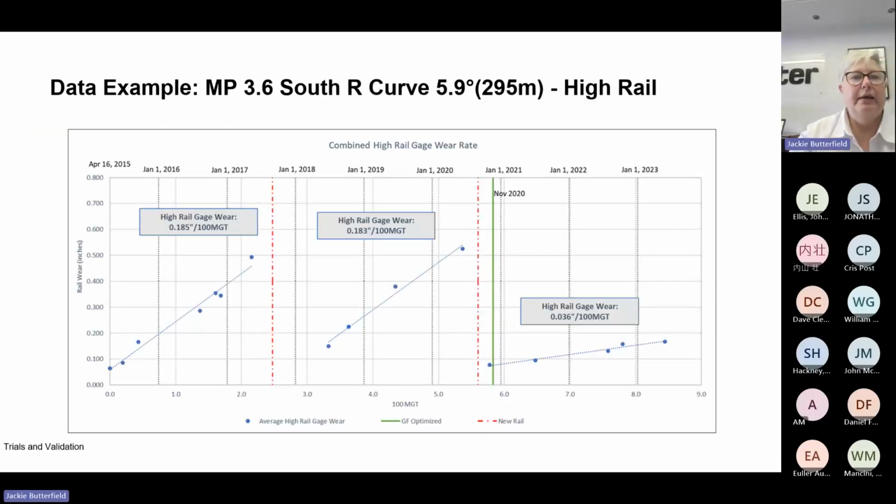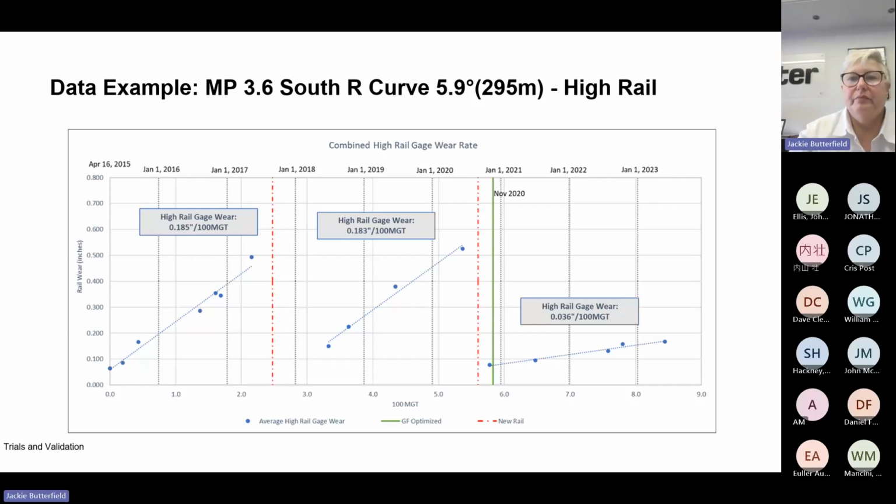So here's an example that was taken of a specific railroad at milepost MP 3.6 miles. Southbound traffic, it's a right-hand curve, and it's 295 meters radius. These measurements were taken from the high rail. Across the x-axis, you've got million gross tons, in 100 million gross tons increments. Then you have the rail wear in inches measured on the y-axis. And then you've got time stamps across, giving you the wear against time.